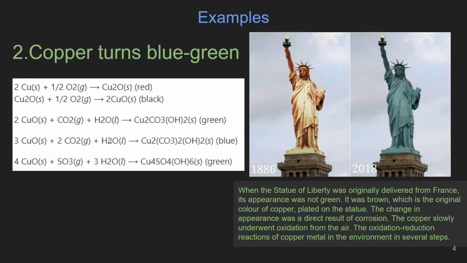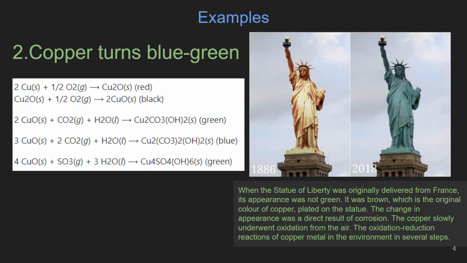Cu, CO2 and H2O can also react in different composition and give a blue colored compound, that is Cu3(CO3)2(OH)2. And the third reaction here is copper 2 oxide reacting with sulfur trioxide present in air and moisture to give a green colored compound, that is Cu4(SO4)(OH)6. So you can see all these three compounds are green and blue. So bluish green colored compounds are formed when copper is corroded.